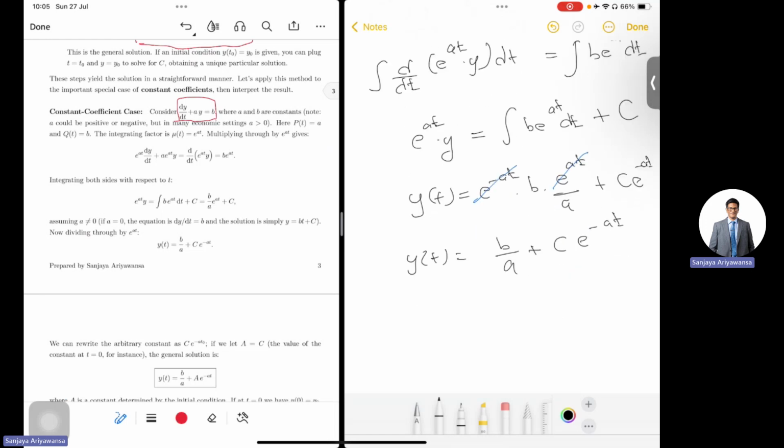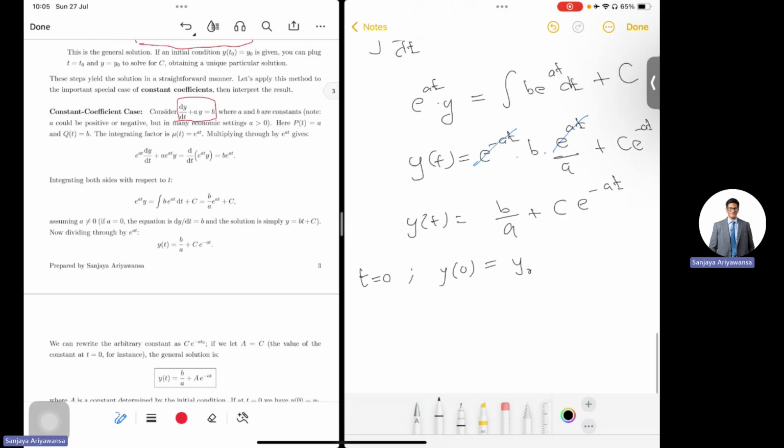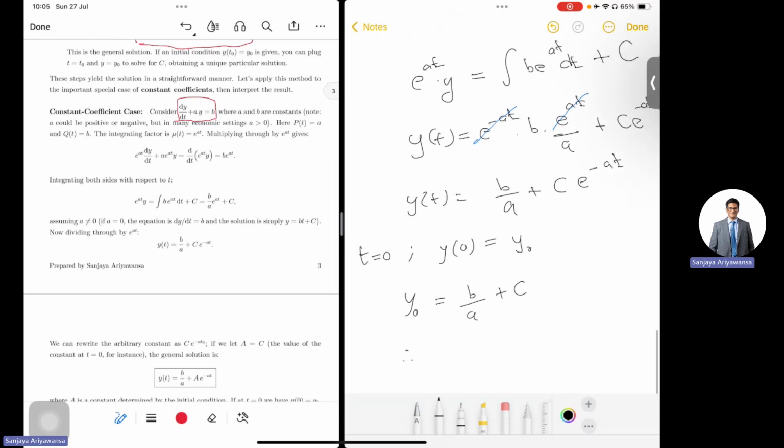Right. So in order to figure out c, I can plug in t equals 0, so that y of 0, assume it's just say y0, some value that's given. Then y0 equals b over a plus c, because when t equals 0, e to the power minus at is e to the power 0, which is 1. Therefore, c equals y0, whatever that initial condition value, minus b over a.